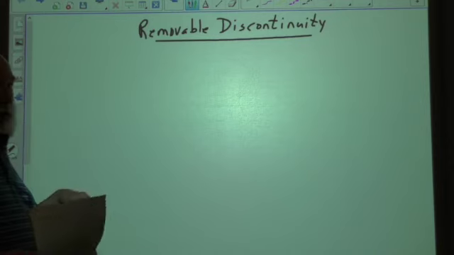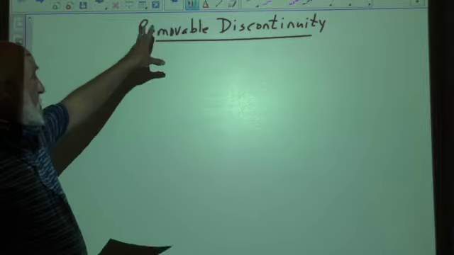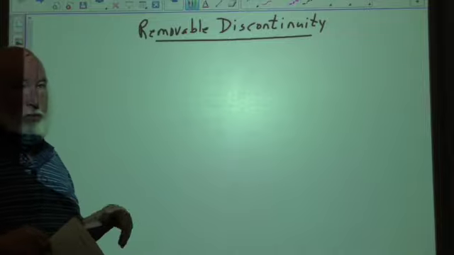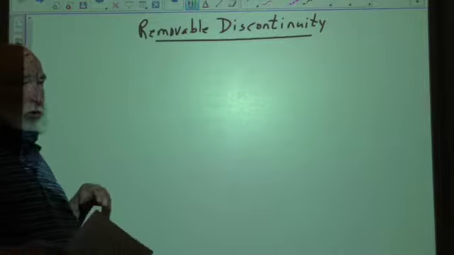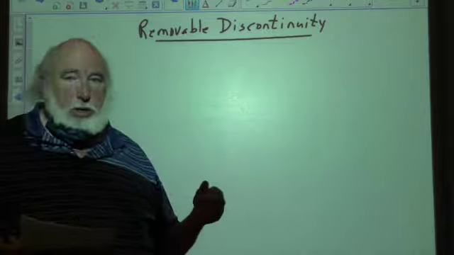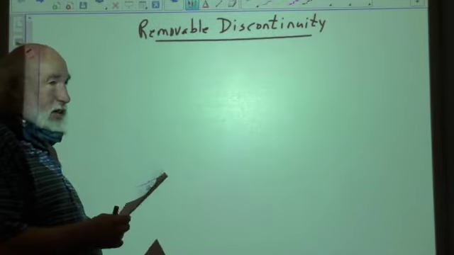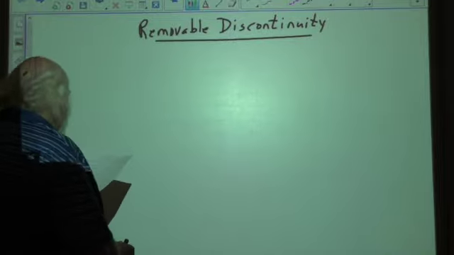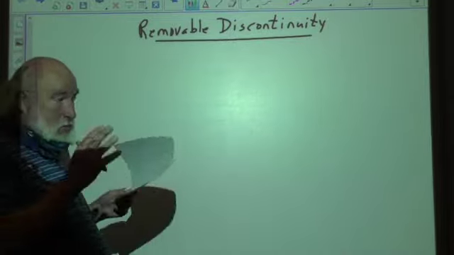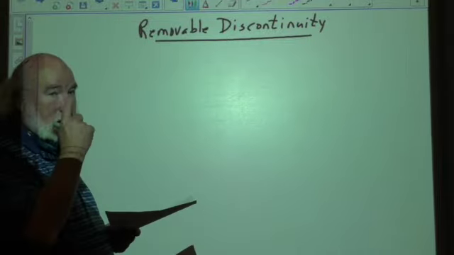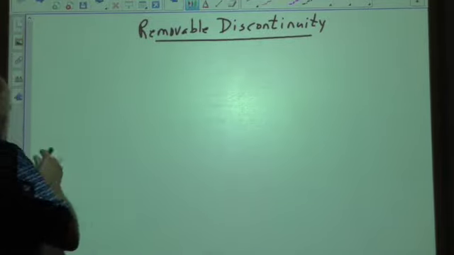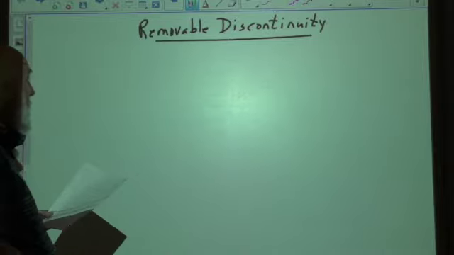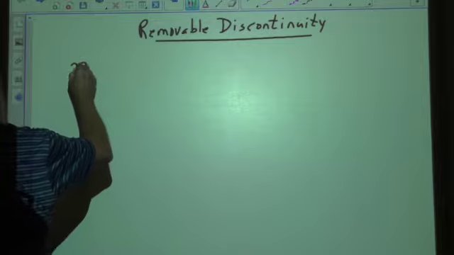Okay, so what we're going to do now for this removable discontinuity is a continuation of what we had on the previous lesson. We're going to do more mathematical manipulation to render at least part of the function as being continuous, if it needs to be. If it can't be, then we need to identify those as well. So again, on page 79 in your book, we're going to take a look at the some odd number problems. We'll start with 33.